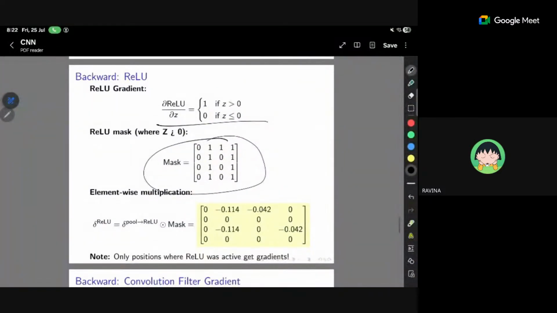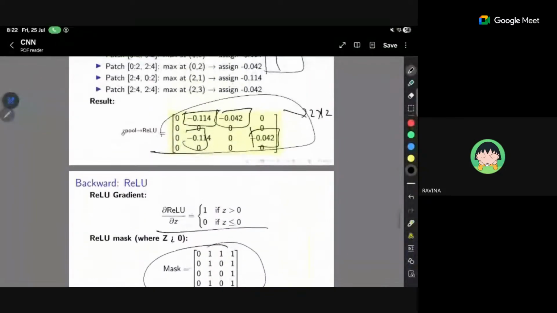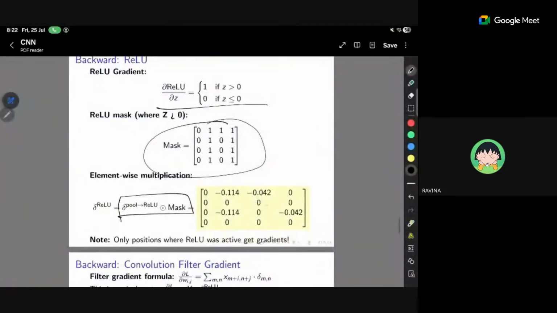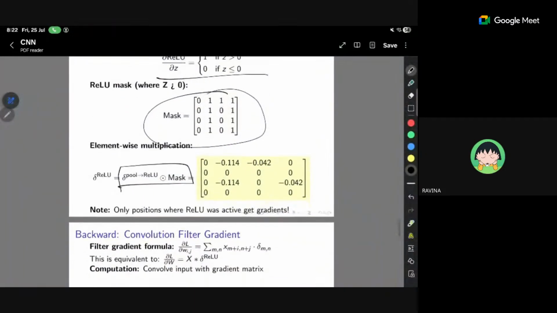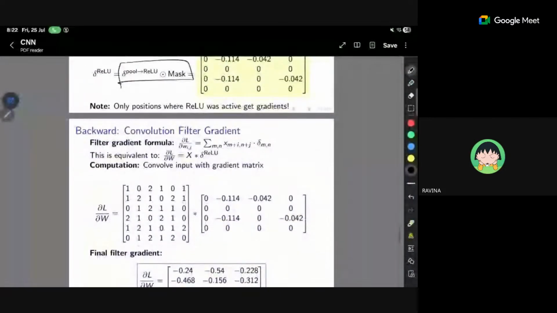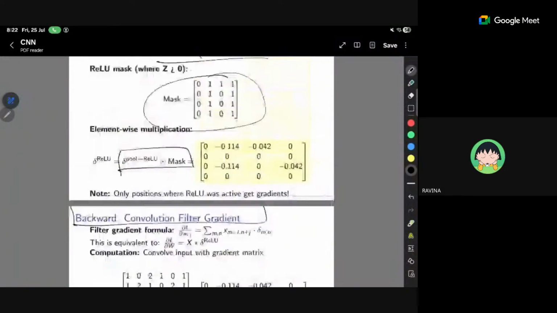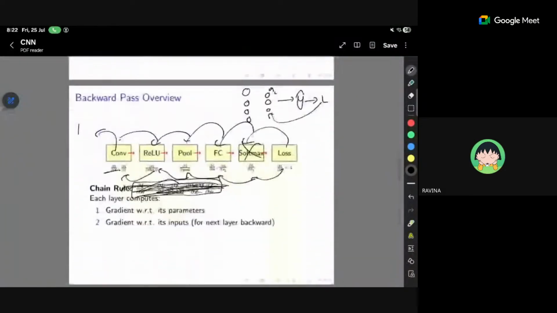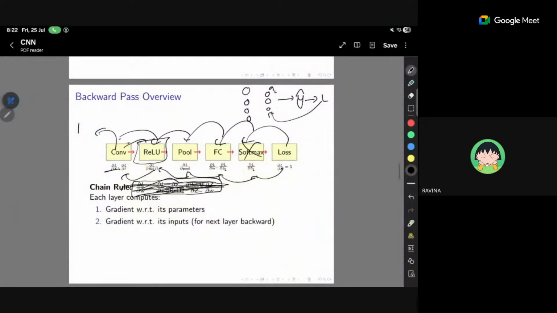Now you can multiply both of this mask and whatever output we got here, and you'll get something like this. So this is the gradient with respect to the ReLU layer. And finally, we are at the convolution filter, which we initially started. So if I show you that we have done this part, now we are at the convolution. So we can do two things, either with respect to the filter or with respect to the input.